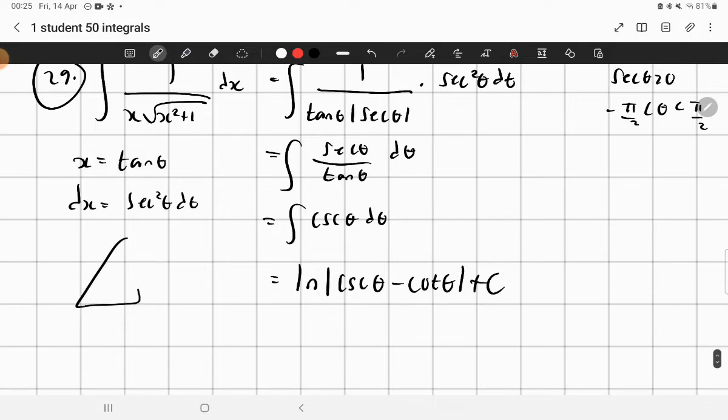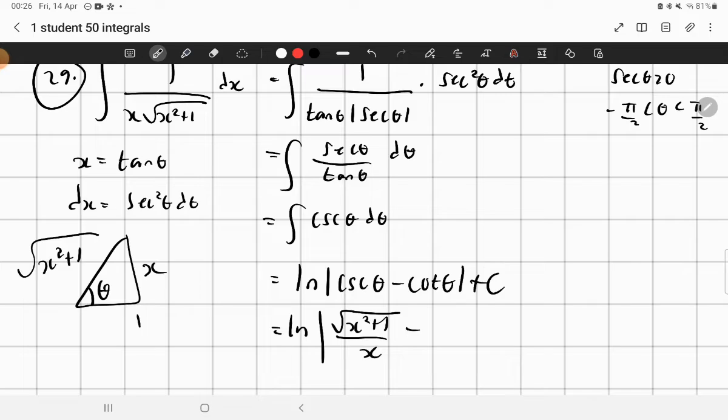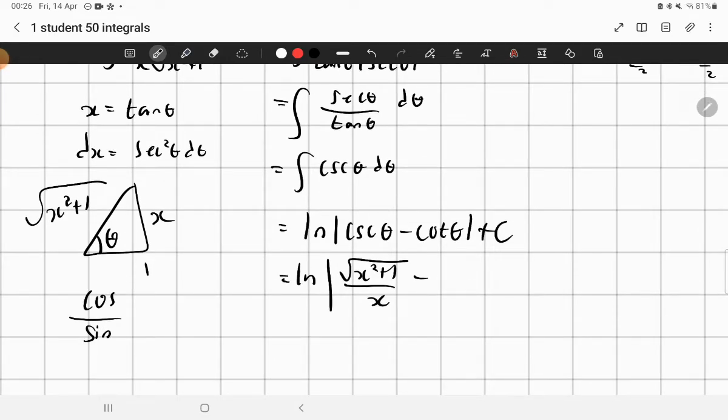So by building the triangle, theta, opposite side x, hypotenuse the square root of x squared plus 1. Cosecant means 1 over sine theta, so hypotenuse over opposite, which means that cosecant theta will be the square root of x squared plus 1 over x, minus adjacent over opposite, which is 1 over x, plus c, yeah.